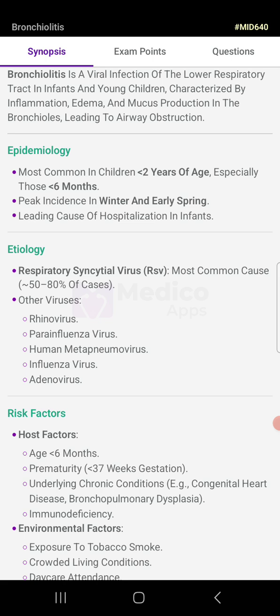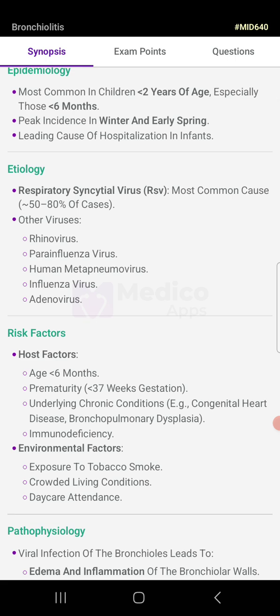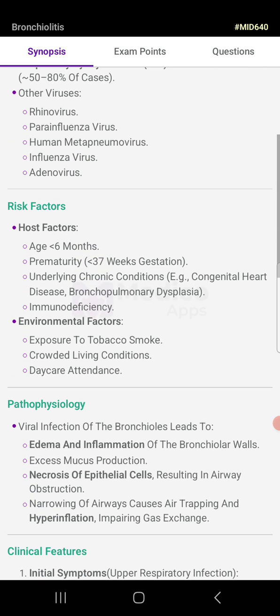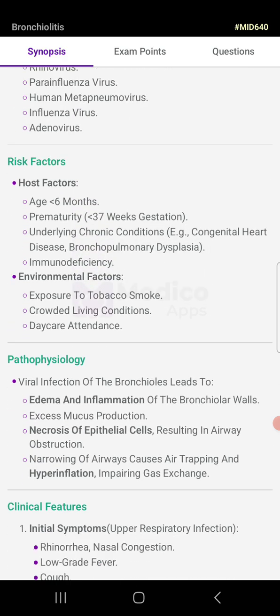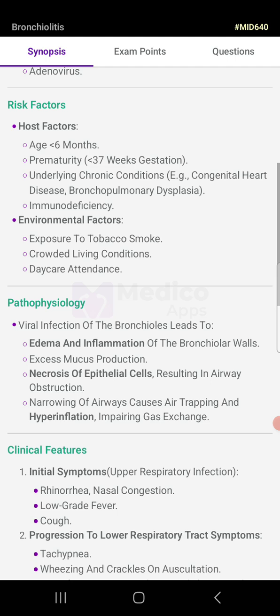Respiratory syncytial virus. This is the most common cause, nearly 50 to 80% of the cases. Other viruses like rhinovirus, parainfluenza virus, human metapneumovirus, influenza virus, and adenovirus. Host factors like age less than 6 months, prematurity less than 37 weeks of gestation, underlying chronic conditions, for example congenital heart disease and bronchopulmonary dysplasia, immunodeficiency. Environmental factors like exposure to tobacco smoke, crowded living conditions, and daycare attendance.